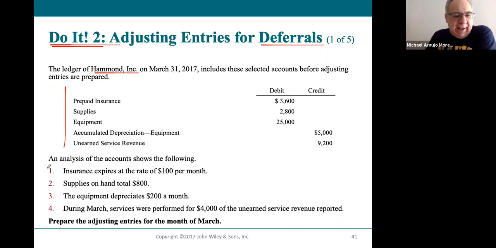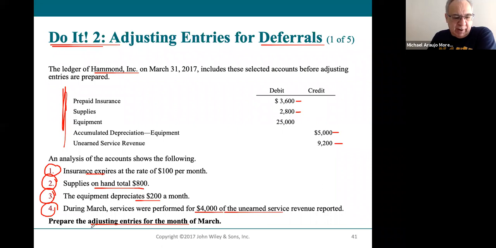So here are all different types of accounts from a company called Hammond, at the end of March. And 4 things they've noticed here. So 1, they've used up some of that insurance. 2, they only have $800 worth of supplies left. 3, some of that equipment depreciated. And 4, they actually earned $4,000 of that unearned revenue. So in other words, look how many accounts are off, right? Prepaid insurance is off, supplies is off, accumulated depreciation is off, and unearned service revenue is off. All of these accounts come from the ledger. The ledger is not correct. So we have to adjust for that.